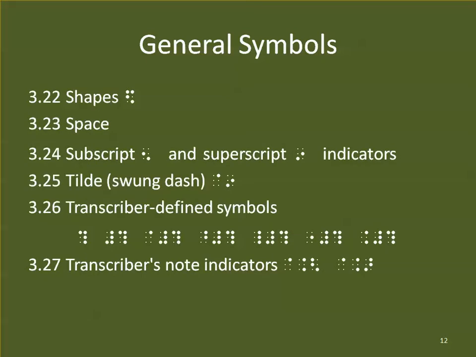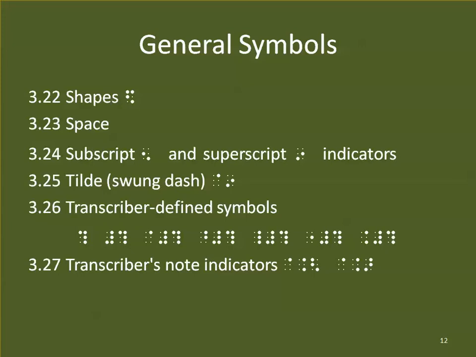Shapes is its own mode in UEB. We'll be talking about that later on. Space is a space. We have an indicator for subscript and superscript now. That's dots 2, 6 for subscript and dots 3, 5 for superscript. The tilde has changed. Sometimes we call it a swung dash. This is not the tilde that you see above letters in foreign language. This is on the same line as the regular text used in various contexts. So for this, we use dot 4 and then 3, 5.